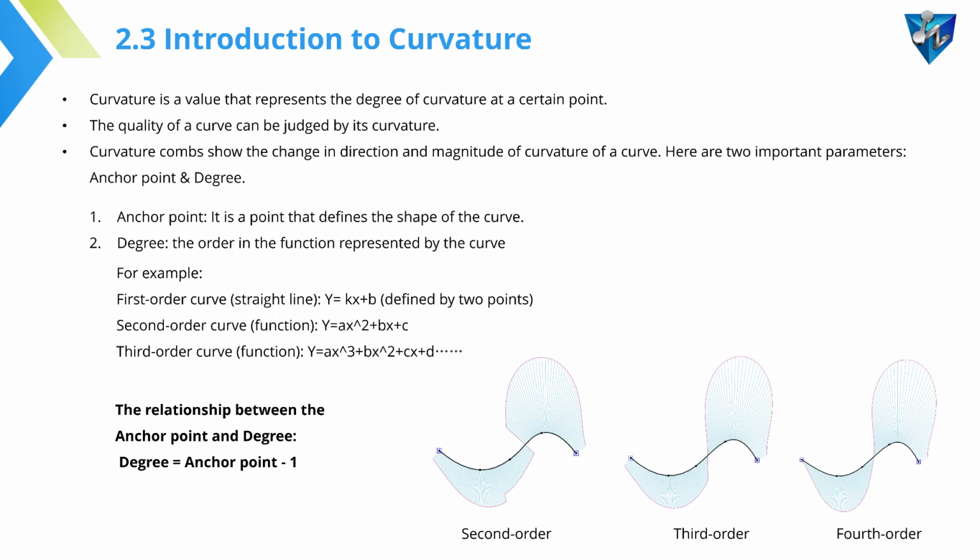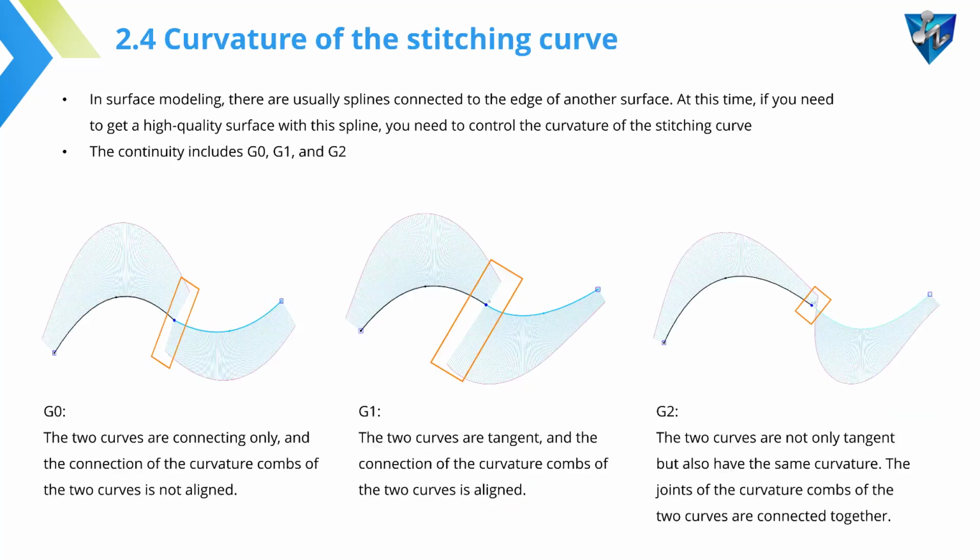Next, it's the curvature, which is an important concept in the curve. It represents the degree of curvature at a certain point and shows in the form of the curvature cone. We can judge the quality of the curve by curvature. There are two important parameters of the curvature: anchor point and degree. The anchor point is a point that defines the shape of the curve. The degree is the order in the function represented by the curve. The relationship between them is the degree equals the anchor point minus 1.